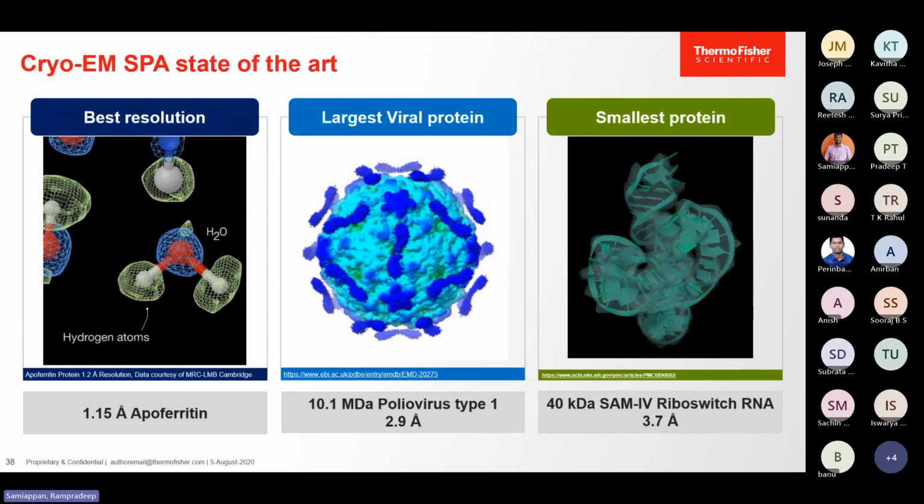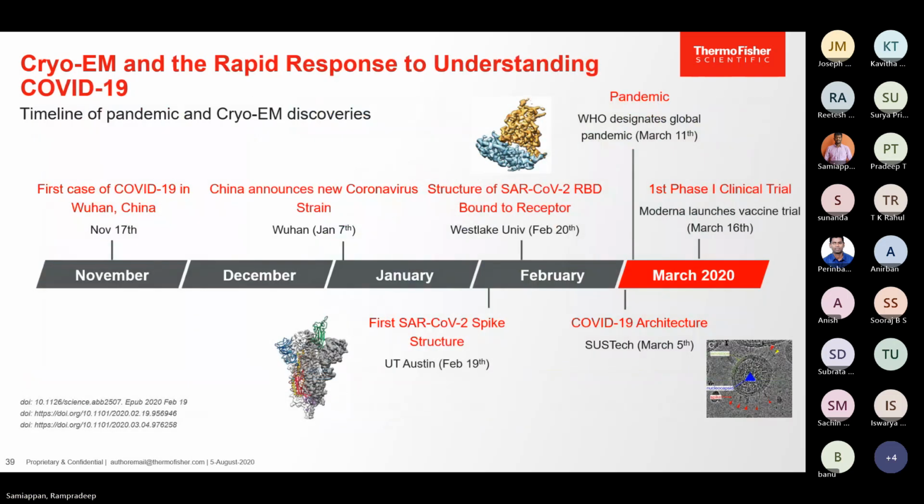And right now you can get very good resolution data with different particle types. Here are a few examples: 1.15 angstrom apoferritin, and poliovirus, a 10 megadalton size sample. And there is also a very small protein example, it's 40 kilodaltons actually. And this is to see how quickly cryo-EM was used to collect atomic resolution data.